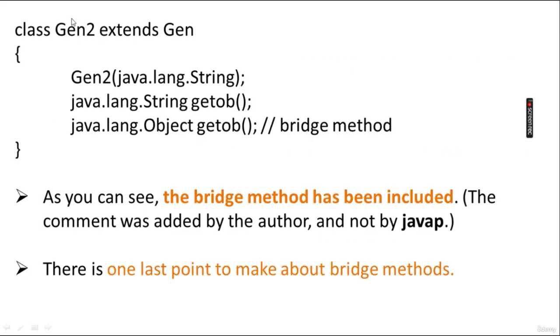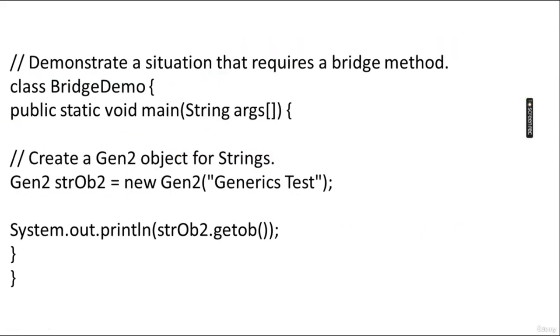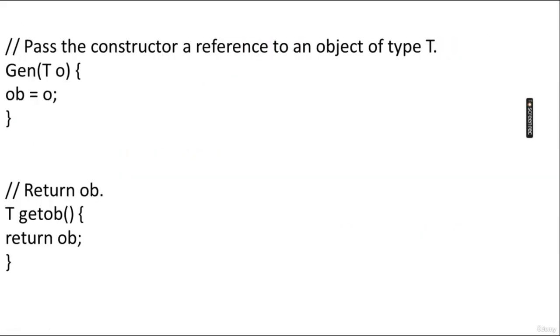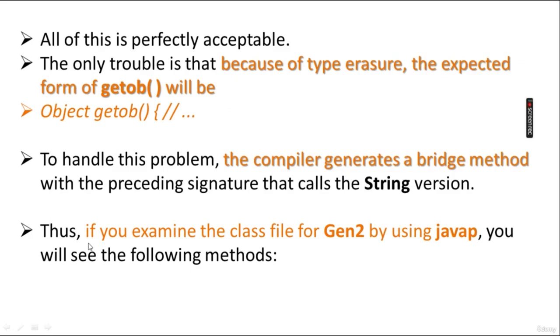Okay, the comment was added by the author and not by javap. There is one last point, so we will see about the bridge method. The only difference between the two getObject methods is their return type. Okay, the first getObject is returning what? Object type T, and the second getObject is returning what? String.